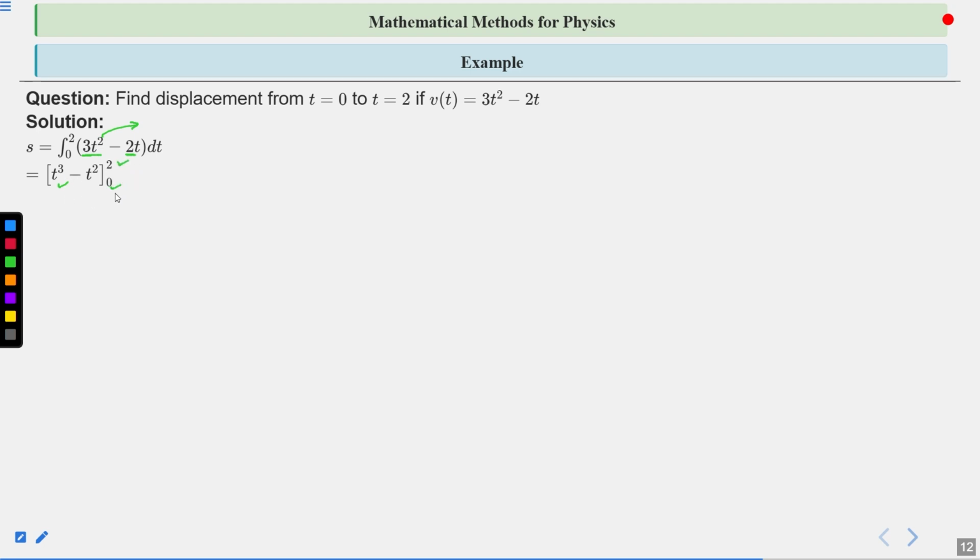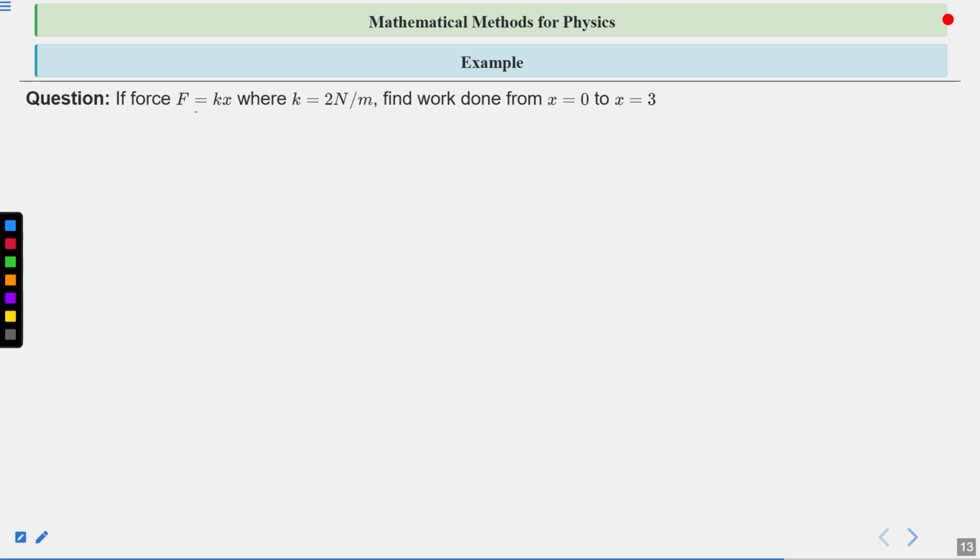So substitute the limit, you will get the cube of 2 is 8 and square of 2 is 4. So 8 minus 4 minus 0 minus 0. So 8 minus 4 is what? It is 4 meter. And we know the unit of displacement is meter. That's why it will be 4 meter. Clear?